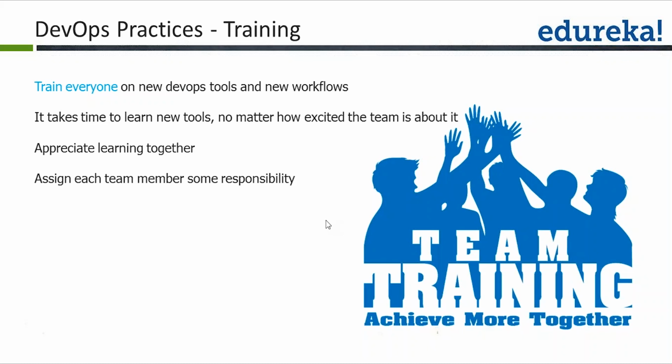You eat one thing at a time. So it's not the case that the complete build pipeline has to be built in isolation, and then you tell the developers and the production guys that this is now ready and you have to use it. That's not the way DevOps transition works. We need to appreciate that learning together is fun, and it has to be done the same way. You cannot sit in silos and do it.